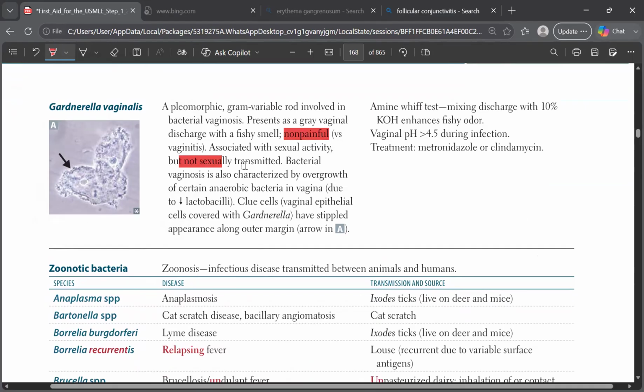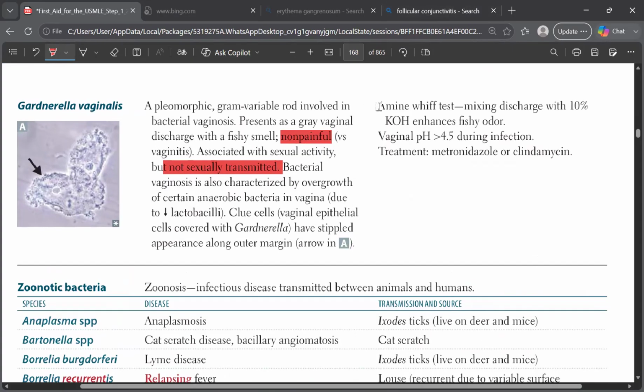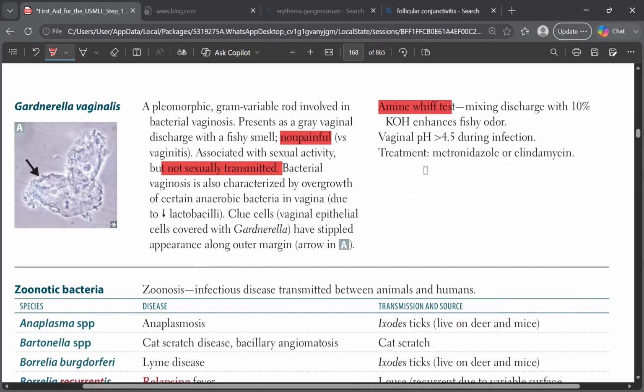Bacterial vaginosis is also characterized by overgrowth of certain anaerobic bacteria in the vagina due to decreased lactobacilli. Clue cells, which are vaginal epithelial cells covered with Gardnerella, have a stippled appearance along the outer margin. So these are the clue cells right here. There's an amine whiff test, which is mixing discharge with 10% KOH that enhances the fish odor, and the vaginal pH, if it is greater than 4.5 during infection, indicates the presence of Gardnerella vaginalis because then there's going to be decreased lactobacilli. And it is treated with metronidazole and clindamycin. Again, it has a gray vaginal discharge and a fishy smell and gram-variable rods, which are pleomorphic.